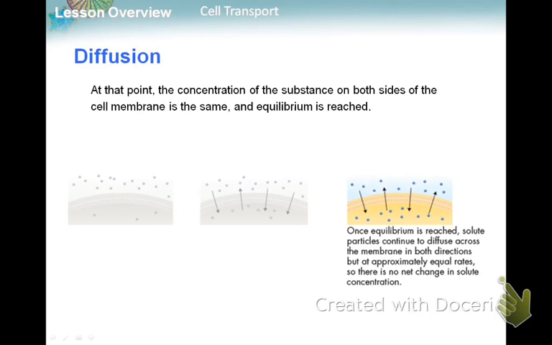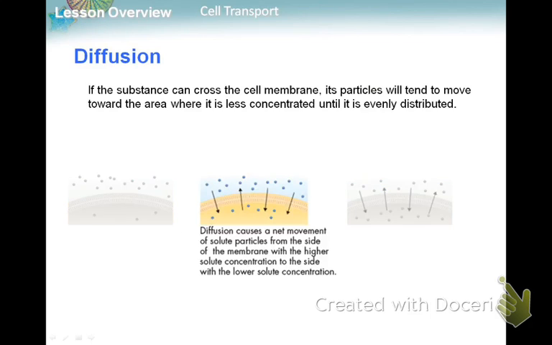Particles will tend to move toward the area where it's less concentrated until, and this is the important part, until it's evenly distributed. There'll still be particles that move in the opposite direction, like you see here, but overall the most movement is from high to low concentration.